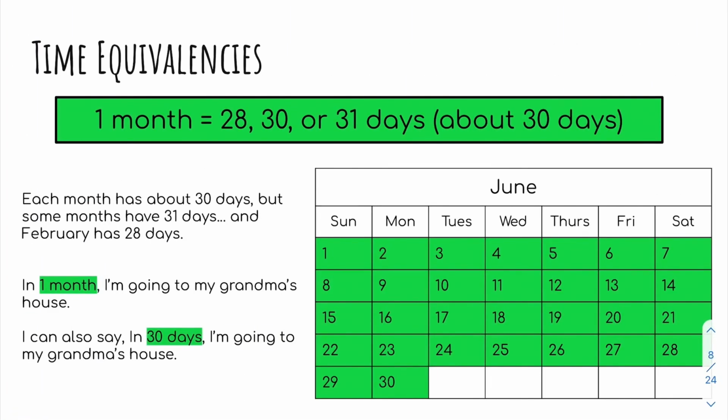Each month has about 30 days, but some months have 31 days, and February has 28 days. So we say 1 month is equal to about 30 days. I could say, in 1 month, I'm going to my grandma's house. I can also say, in 30 days, I'm going to my grandma's house. 1 month is equal to about 30 days.